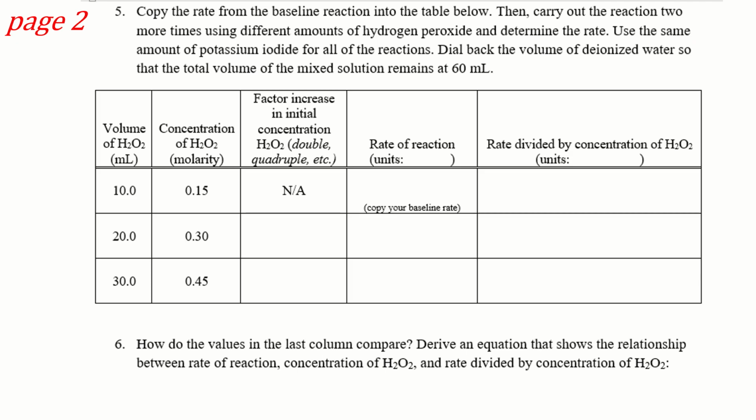On to the next page. This is page 2. There's this table here. What this table is going to look at is specifically the effect of changing the amount of hydrogen peroxide on the rate. And from this, we're going to derive an equation.